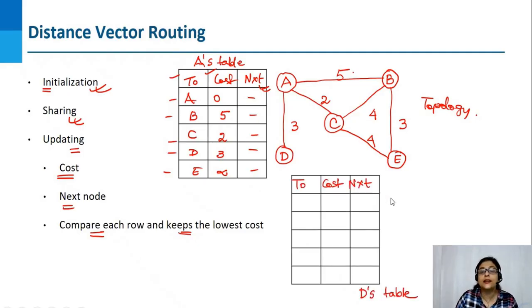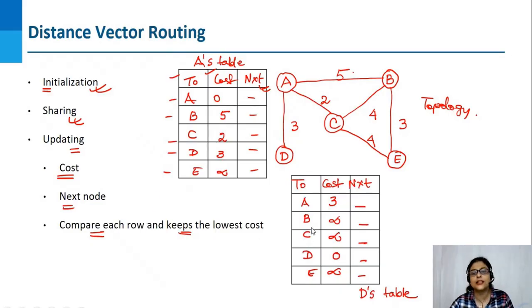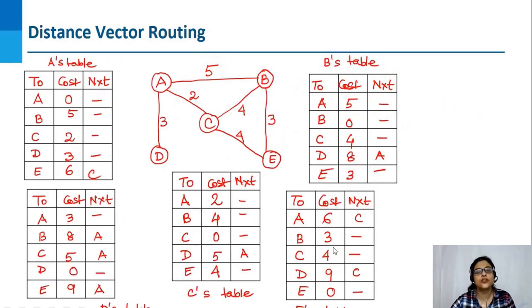Similarly, we can create D's table like this. So here, since D is connected only to A, we have a cost 3, and for all other nodes except D with itself, which is 0, and for B, C, E, the cost is infinity because initially D has no information about E. In this fashion, we can create the routing table of all the different nodes. After they share their information, the routing tables of the individual nodes are updated.